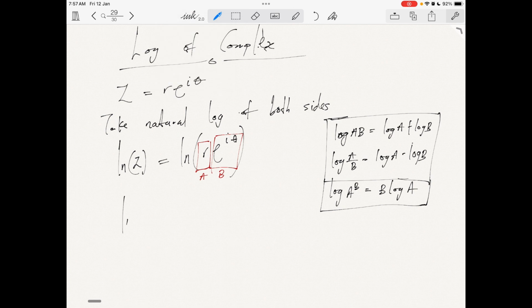So thereafter we have natural logarithm of z is equal to, following this law that log ab is equal to log a plus log b, and then we apply this here. We have log a, and that will give us ln a. Our a is r. That will give us ln r plus log b. That will give us ln exponential i theta.